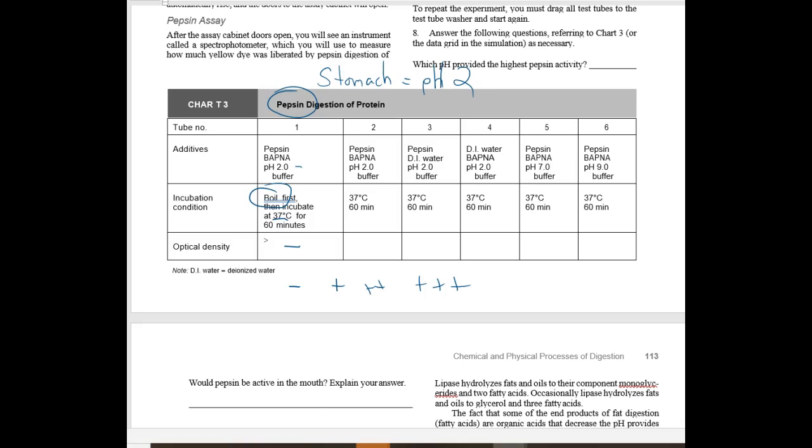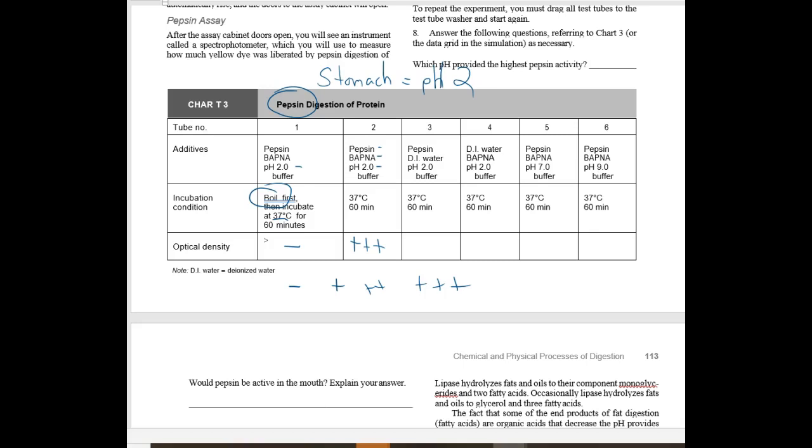Tube 2, pepsin, so we've got enzyme, substrate, the proper pH for our enzyme, because it functions in the stomach. This we would predict, and you should have gotten, will have lots of yellow color, lots of BAPNA processed into yellow BAPNA by the enzymatic activity of pepsin.